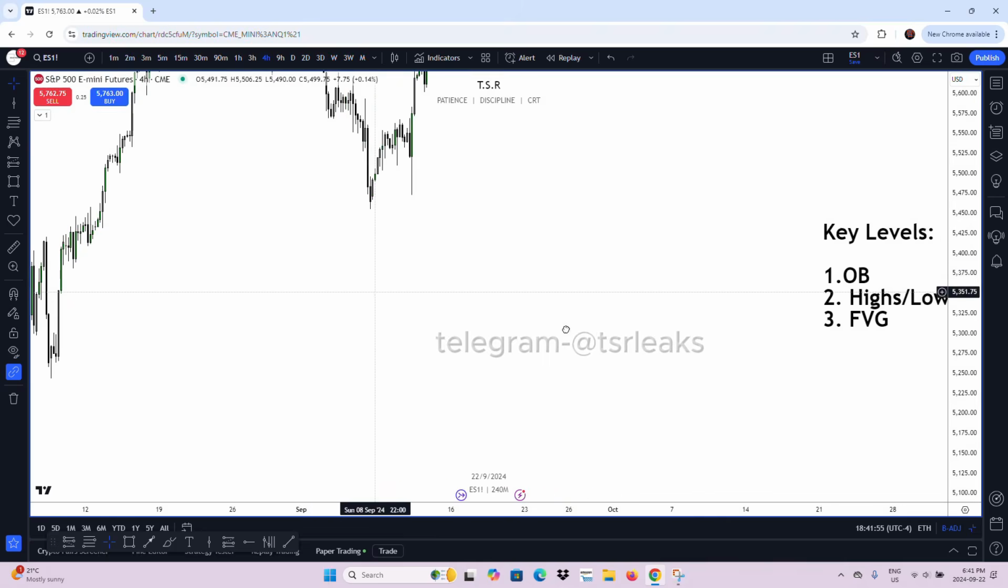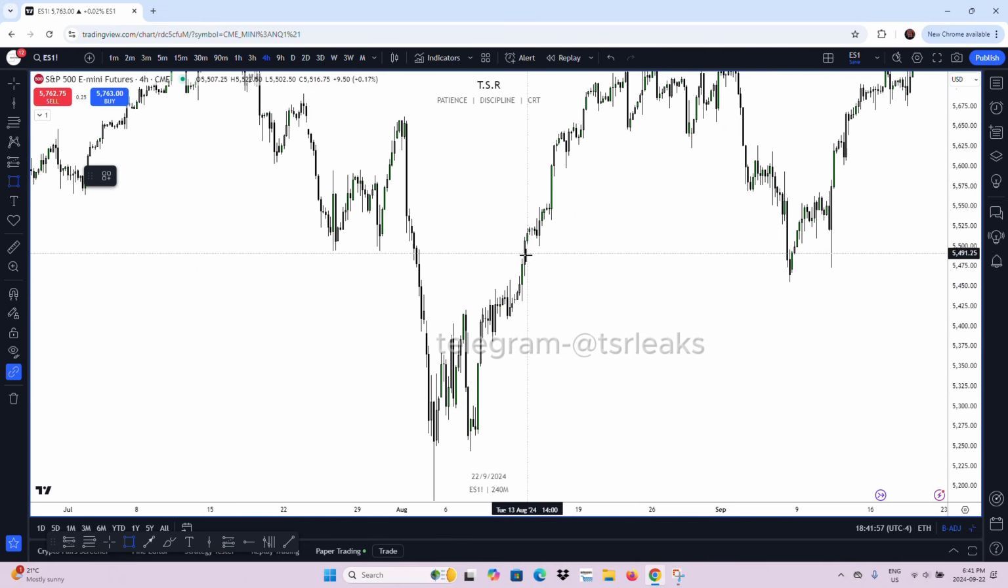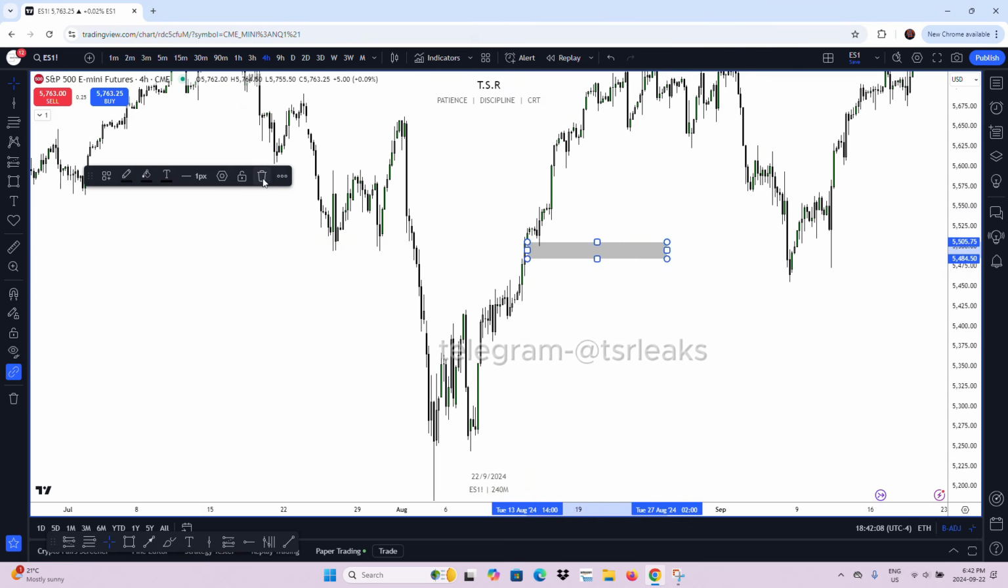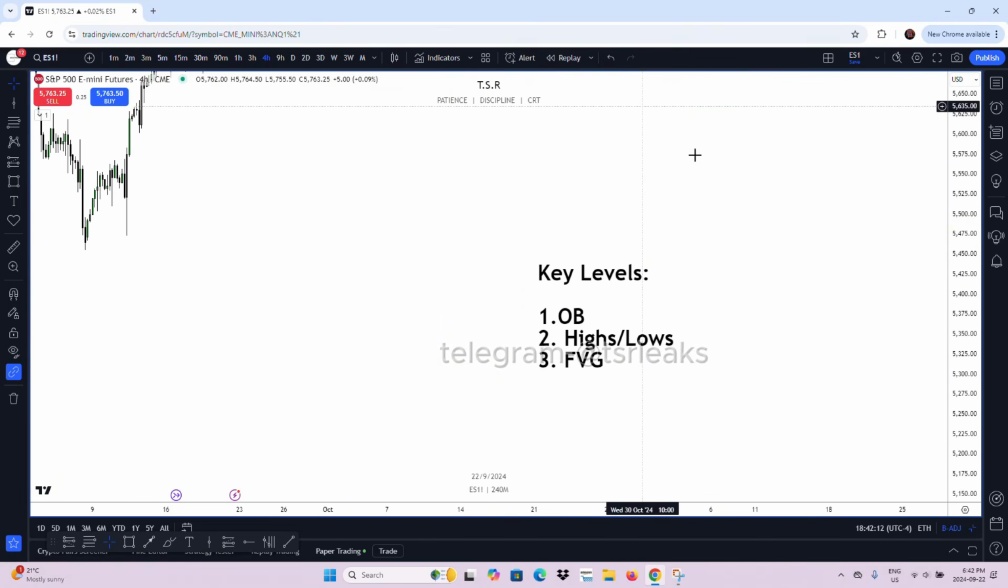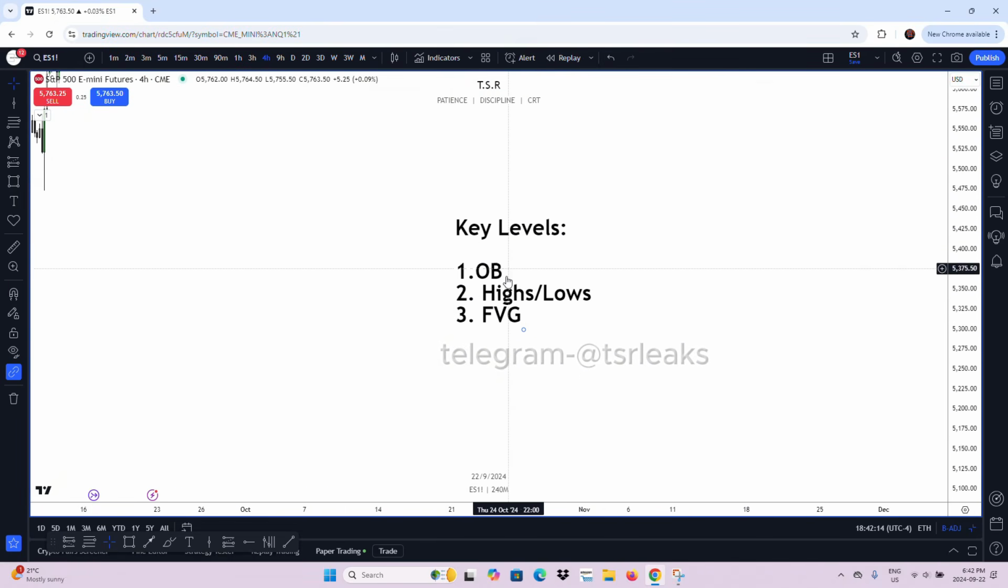A fair value gap is something like this, where you can see a gap between three candlesticks. So candlestick number one, gap right here, candlestick number three. That's a fair value gap. So order blocks are the most important key level. Second, we have highs and lows. And third, we have the fair value gaps.